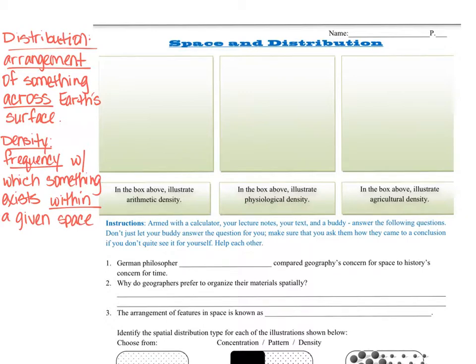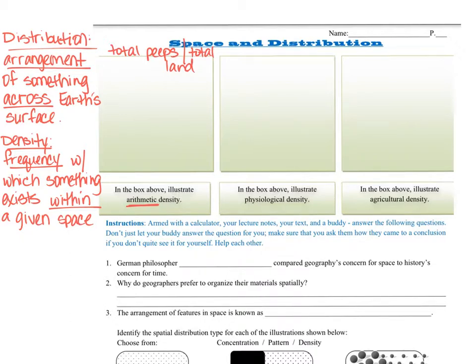Okay, so for my first one, arithmetic density. There's nothing special about this density. It doesn't give you the whole picture, it just gives you a little piece of it. So when we're figuring arithmetic density, we take all the people that the country has and we divide it by all of the land. So where do we put this above that box?